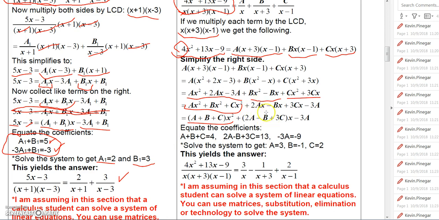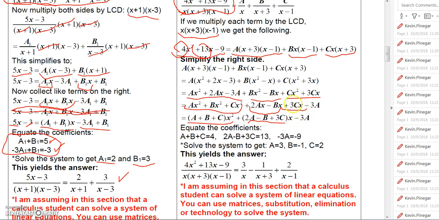Now, let's look at your x terms. I have 2ax minus bx plus 3x. So if I factor the x out of these three terms, I get 2a minus b plus 3c times x. So the coefficient of x here is 2a minus b plus 3c, and the coefficient of x on the other side is 13. So that has to equal 13.